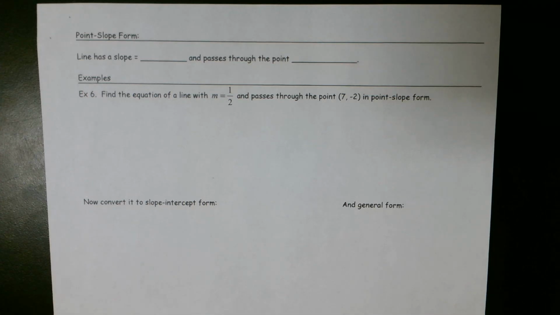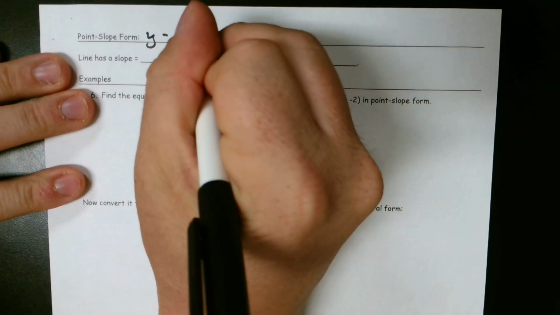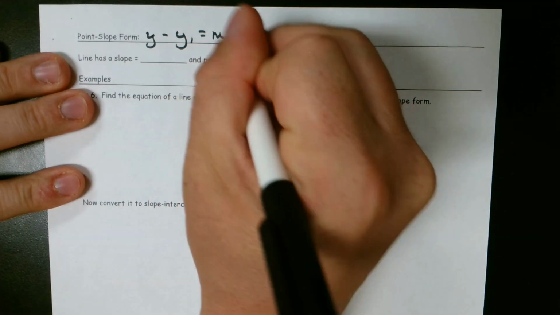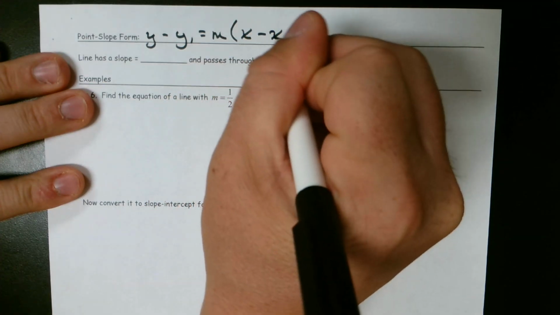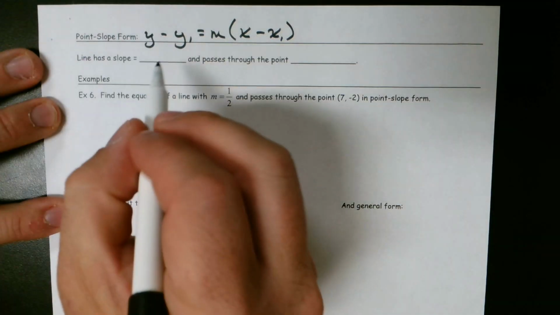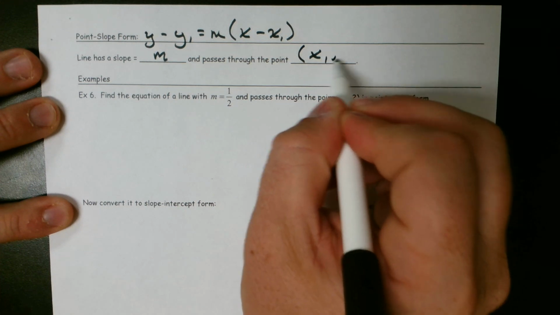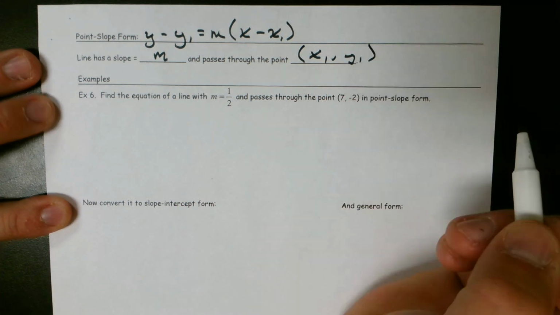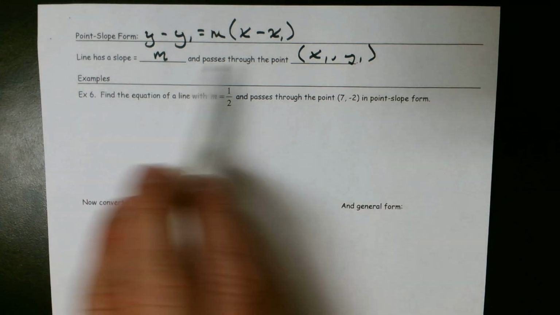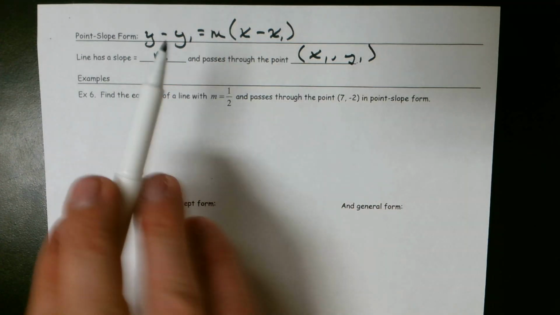Okay, the last form that we're going to talk about is point-slope form. And point-slope form is y minus y1 equal to m times x minus x1. Okay, so point-slope form is useful when you have a slope and you only have one point, x1, y1. Okay, you can use just that information to take this and put it in slope-intercept form, which we're going to do here in a second.